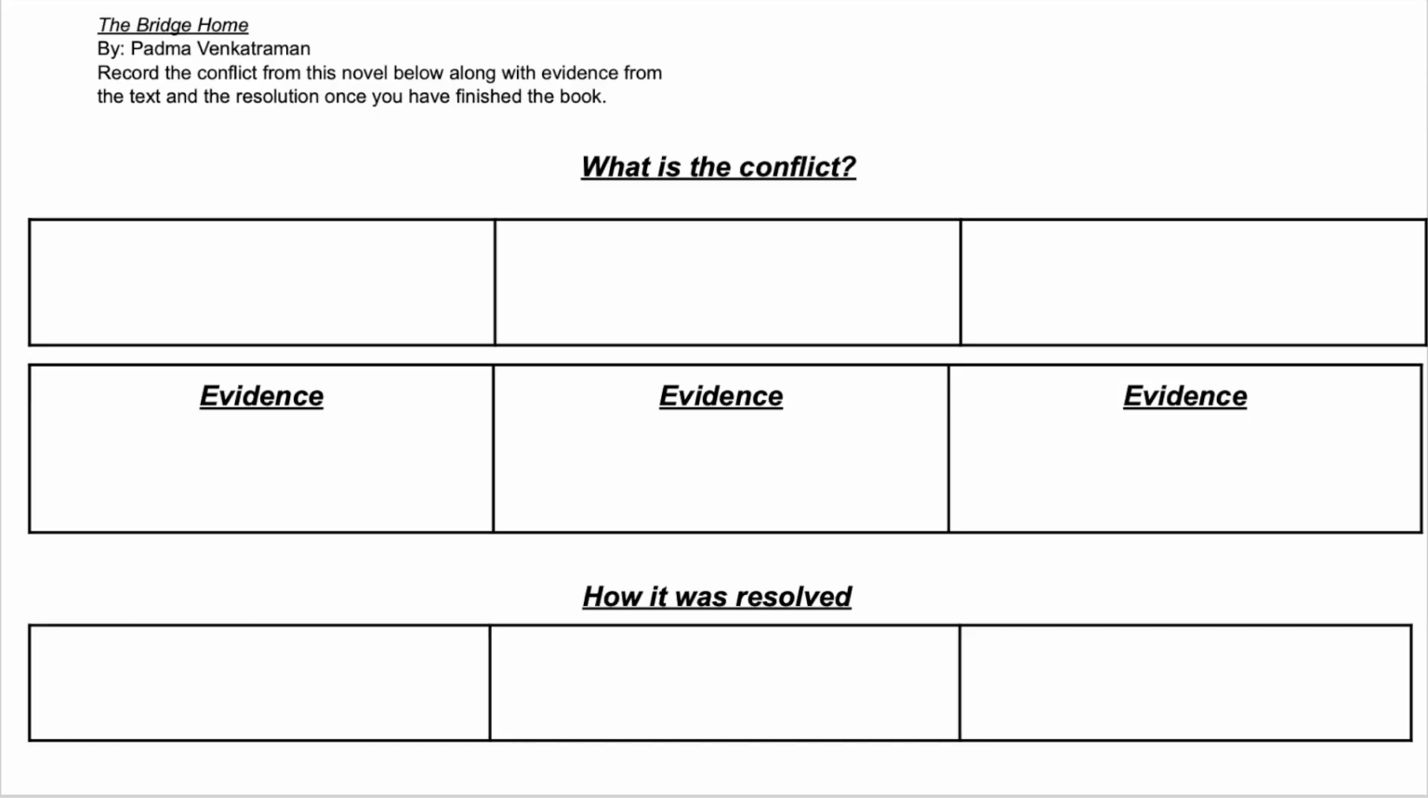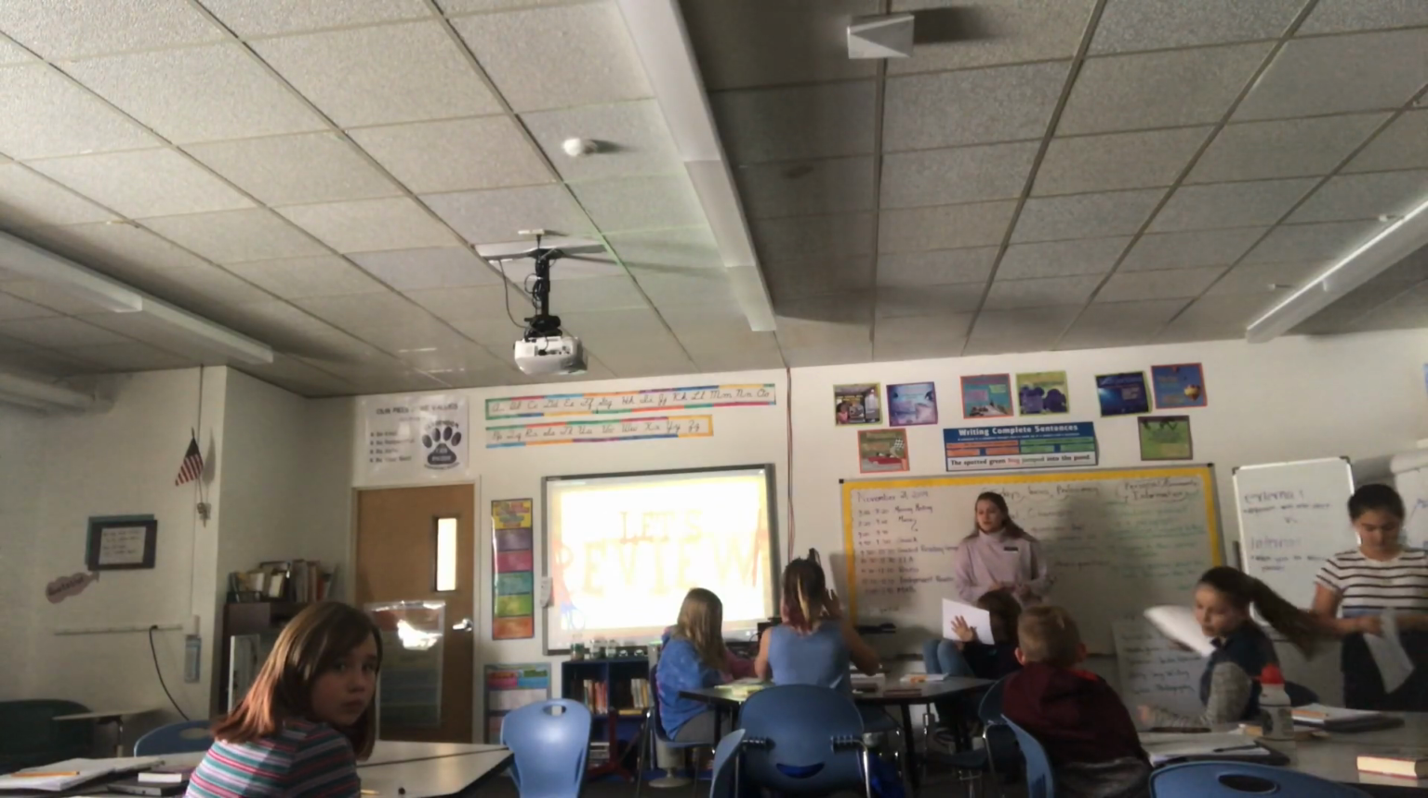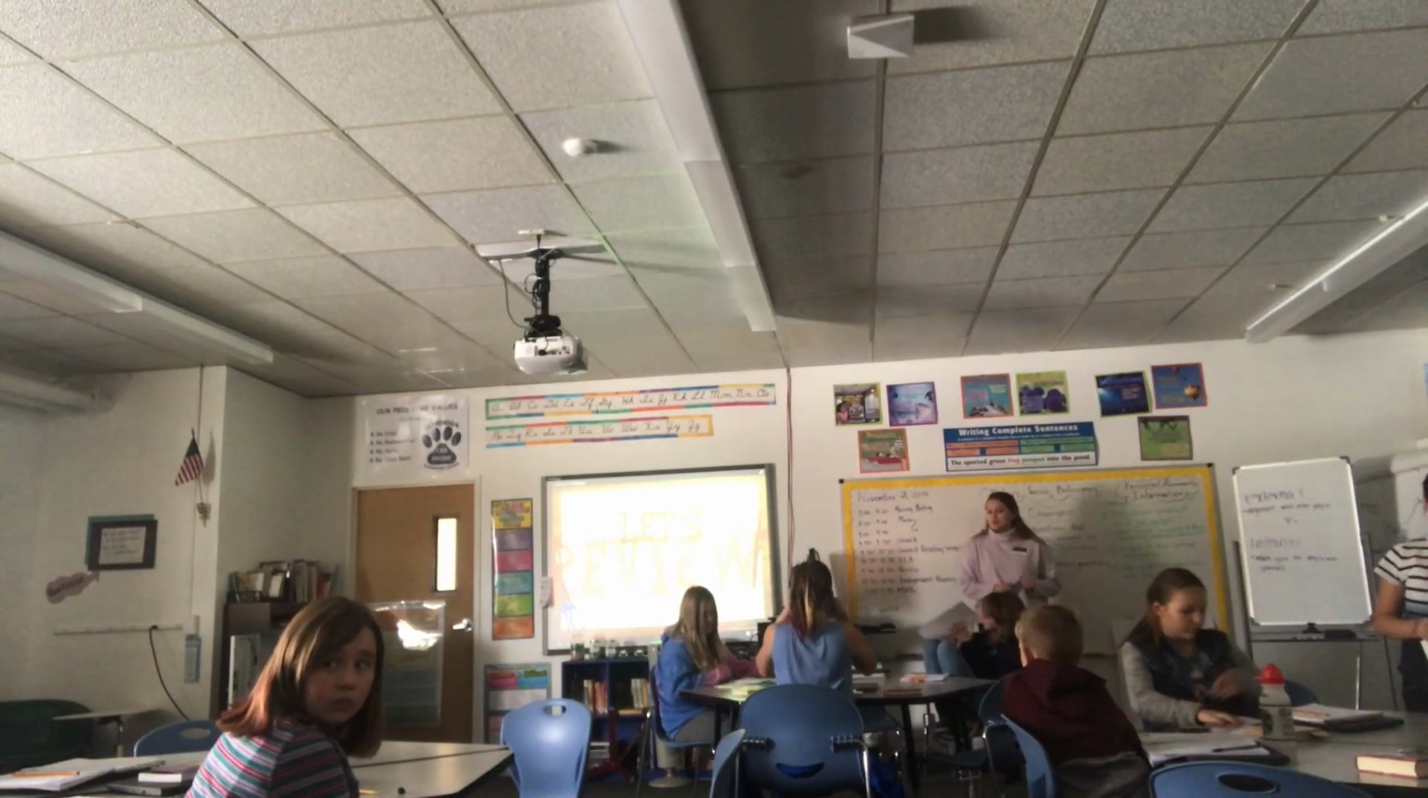Following the video, I presented the students with a worksheet. This worksheet asks students to apply what they have learned from reading the book, The Bridge Home, and finding examples of conflict from the text. The students then needed to decide if the conflict was resolved or not. So while she's handing those out, what are some examples of conflict in the book, The Bridge Home?